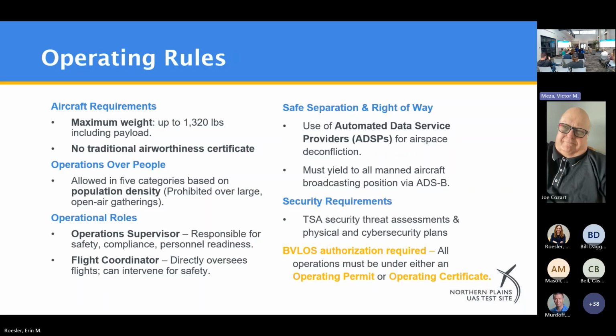The next item within the operating rules is operational roles. It talks about 2 different roles, the operations supervisor and the flight coordinator. As I said, no new pilot requirements. That was kind of a shock, but what you see is an operations supervisor, which is the person who would be responsible for compliance for an operating permit or an operating certificate. If you are a company with an operating permit or certificate, you would likely have an operations supervisor responsible for ensuring that all the operations conducted under that permit or certificate adhere to its provisions.